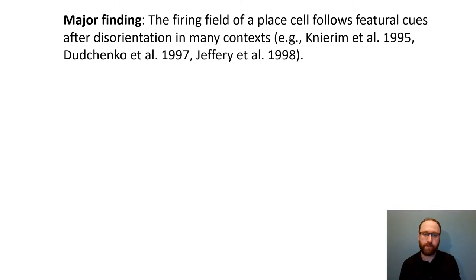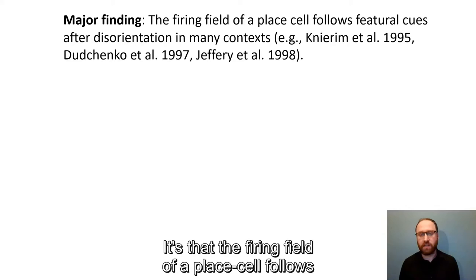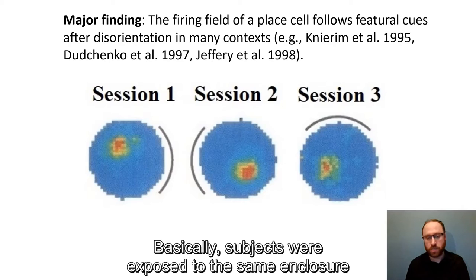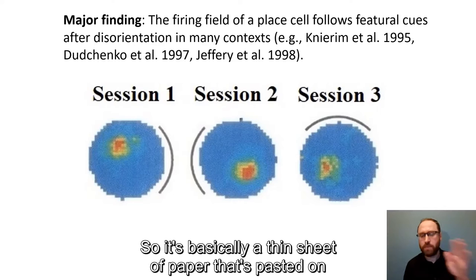So we're now in a position to focus on a major finding that's crucial for the rest of the discussion. It's that the firing field of a place cell follows feature cues after disorientation in many contexts. So these results are from the NEARIM experiments. Subjects were exposed to the same enclosure over multiple sessions, which each lasted a few minutes. And they used a cue card in the enclosure. It's basically a thin sheet of paper that's pasted on the inside wall of the enclosure, and that's a different color from the walls.